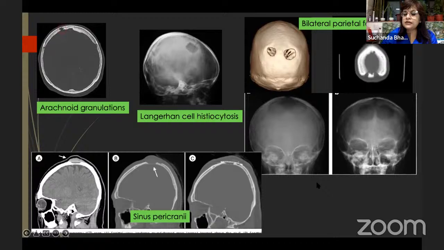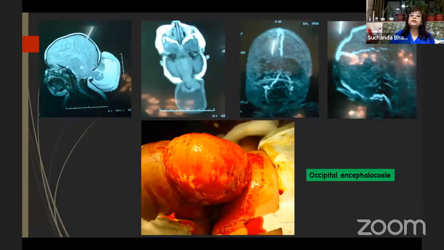I'll show you an example later. Now, these are some examples of encephalocele. I'm sure the doctor from the Philippines will show cases because it's more prevalent there than in my part of the country. And this is an example of an occipital encephalocele, where you can see the brain going outside the cavity. When there is only CSF, we call it meningocele. Otherwise, we call it encephalocele. There are two types.